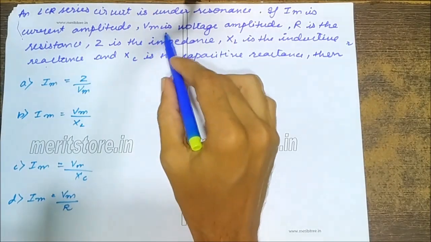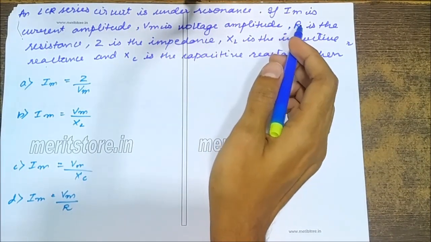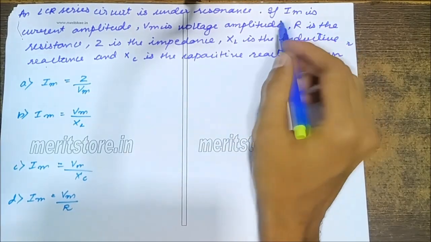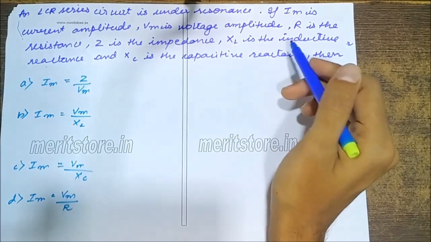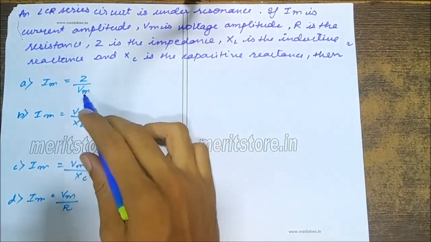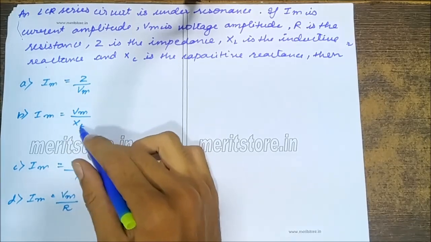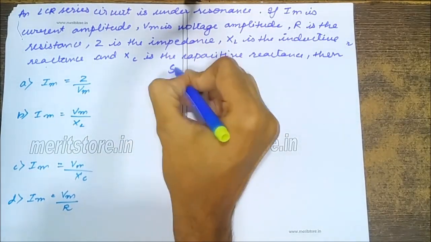An LCR circuit is under resonance if Im is the current amplitude, Vm is the voltage amplitude, R is the resistance, Z is the impedance, XL is the inductive reactance, and XC is the capacitive reactance. Then Im equals Z upon Vm, Im equals Vm upon XL, Im equals Vm upon XC, or Im equals Vm upon R.